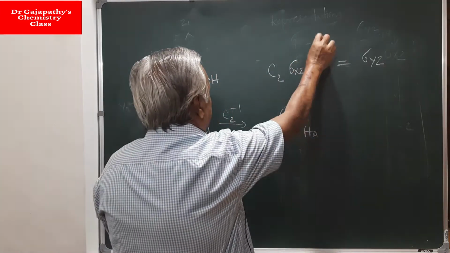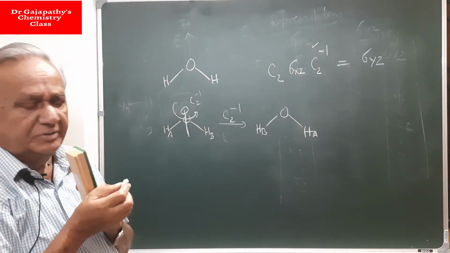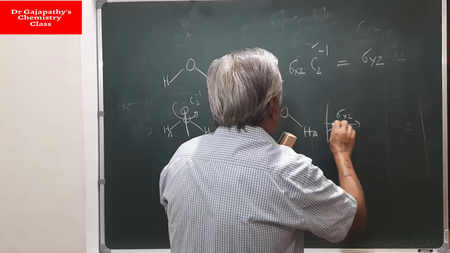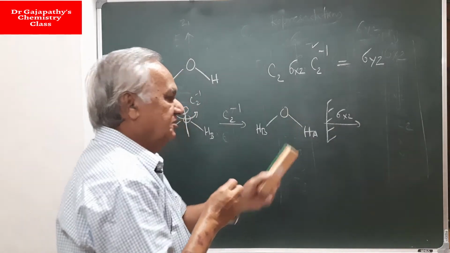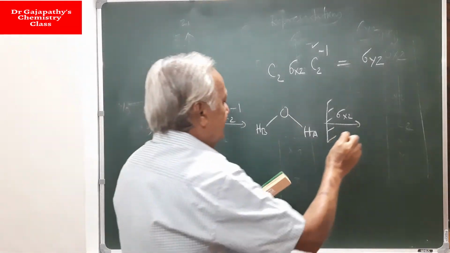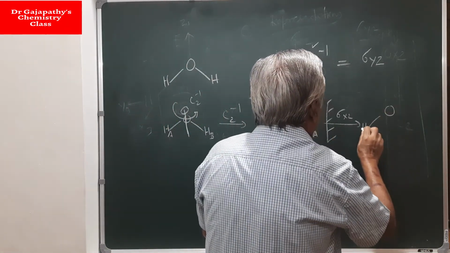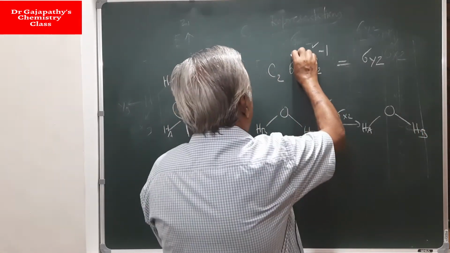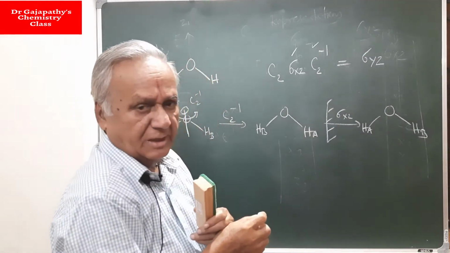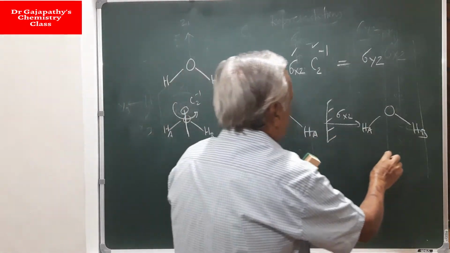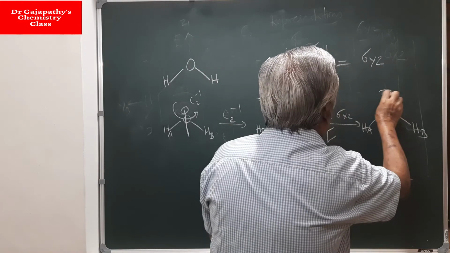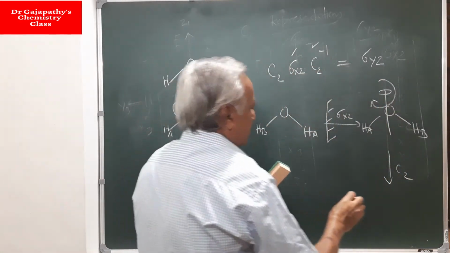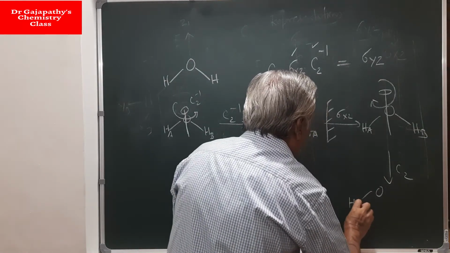I have done this. Then I am carrying out sigma xz. This is sigma xz. I reflect in this plane. What I get is A comes here and B comes here. I have done this also. Let me do C2 now. A clockwise rotation of 180 degrees. If I do so, B will be here and A will be here.